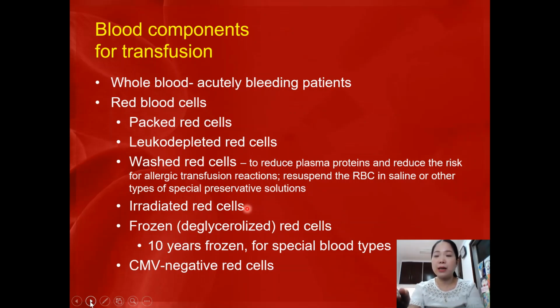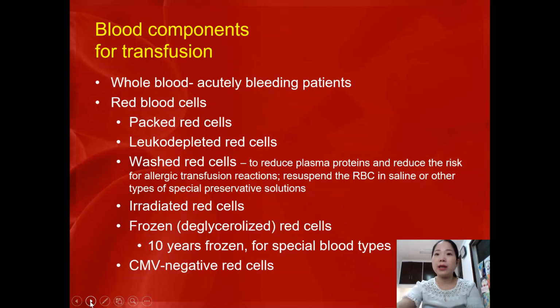For irradiated red cells, remember there are donor lymphocytes that can be present in these red cells. So you can inactivate those donor lymphocytes by irradiating, preventing transfusion-associated graft versus host disease. For frozen or deglycerolized red cells, these are red cells which are indicated to be kept or even transfused among patients with special blood types. And you can actually freeze this blood for 10 years.